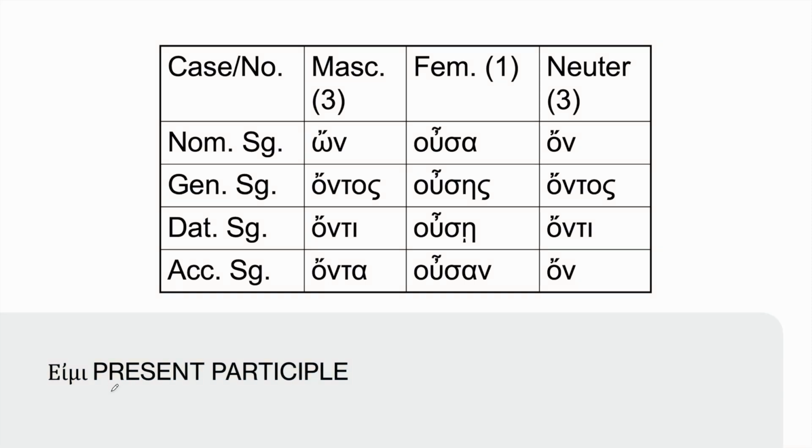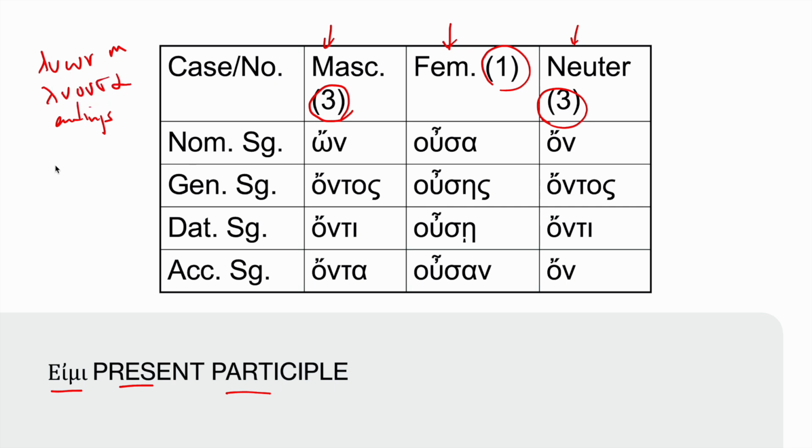This is the present participle of eimi. It's a 3-1-3 pattern. And what do you see here? You see that they very much look like just the endings that were placed on the end of the verb to make a participle. So luon, the masculine, luousa, and luon, neuter. Eimi is not hard to memorize. Just note that it's the endings that you're learning already.